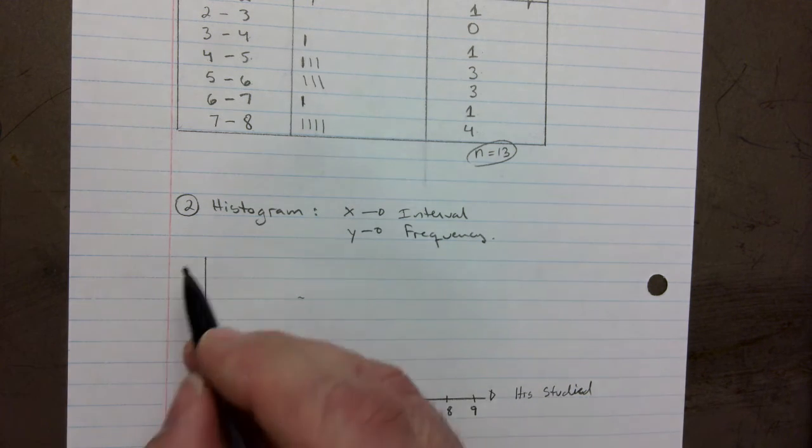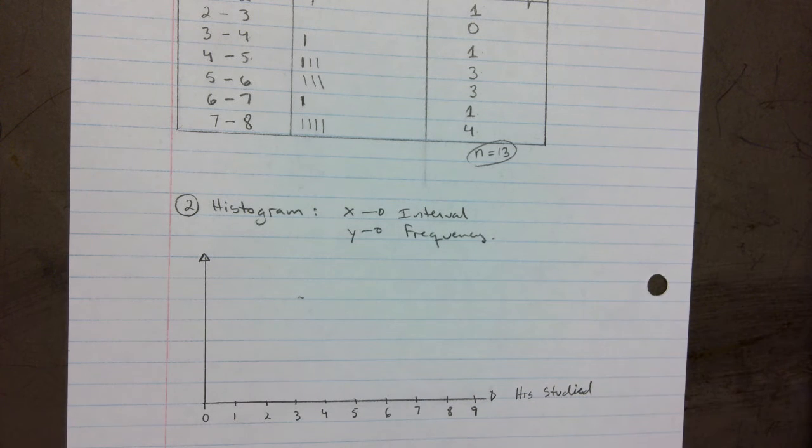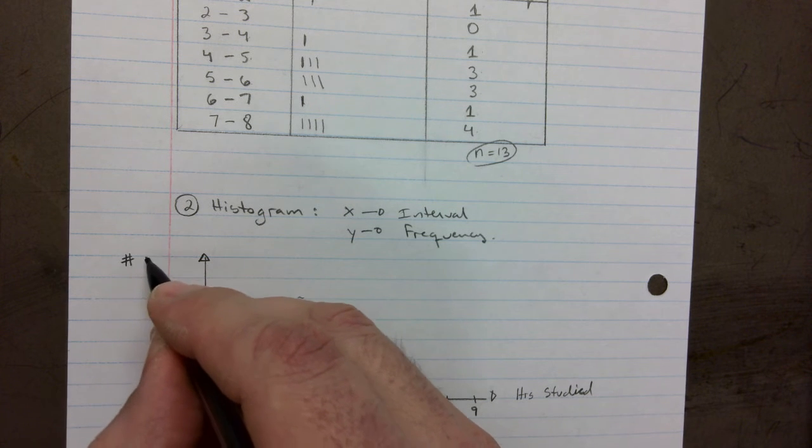Frequency, right? What would this represent in this case? Frequency is how often something happens. And so for every hour studied, collected, that represents the number of students, right?